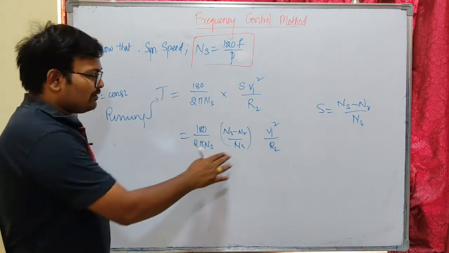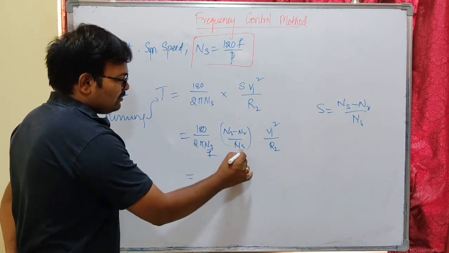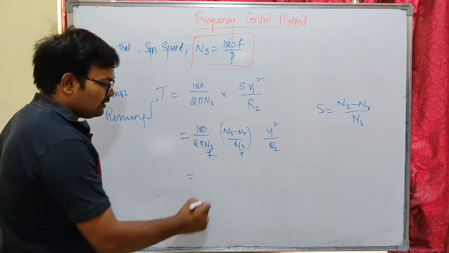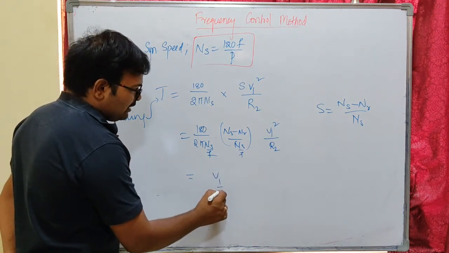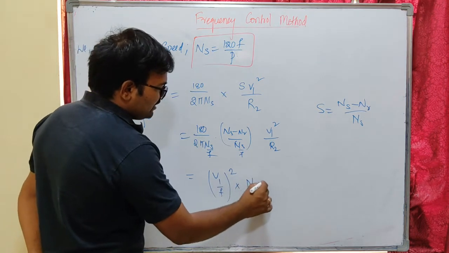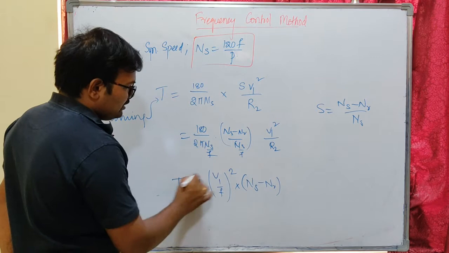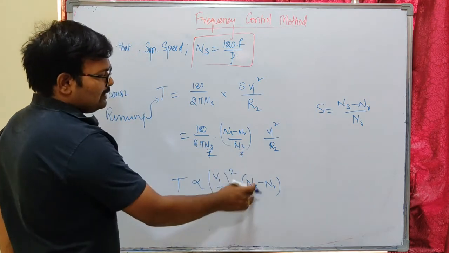Now let us see what are the frequency terms here. Here this is one frequency term, this is one frequency term. ns is a frequency term, so I am going to consider V1 by f whole square, can I write like this, into ns minus nr. These are the proportionalities here. Our torque is proportional to V1 square by ns f into f square into ns minus nr.